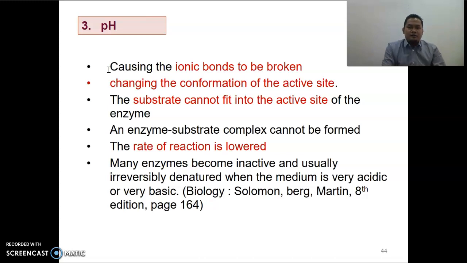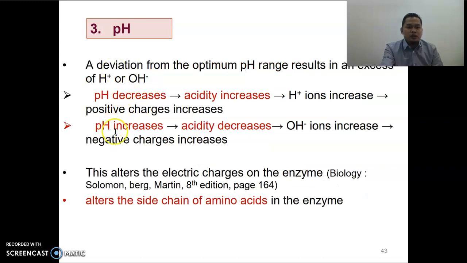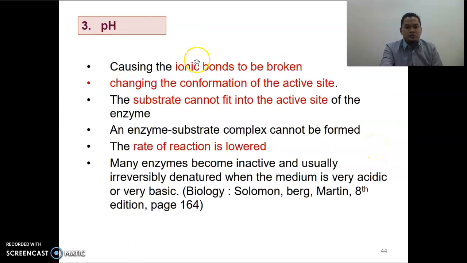Sekali lagi kita ingat, once the pH is altered, it will alter the side chain of amino acid. The electric charge of the enzyme will be altered also. Ionic bond become broken down. The conformational shape of the active site is changed. So the substrate cannot fit into the active site. The enzyme substrate complex cannot form. So that the rate of reaction lower. So ini reason kenapa pH can alter the rate of reaction.